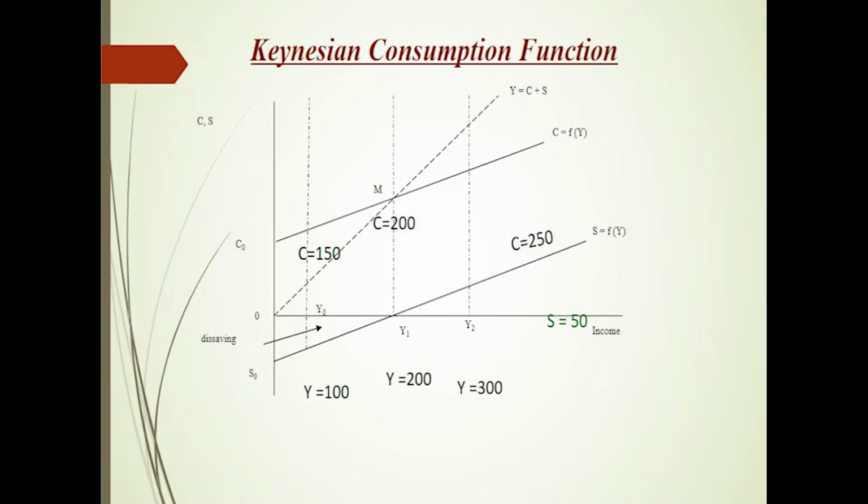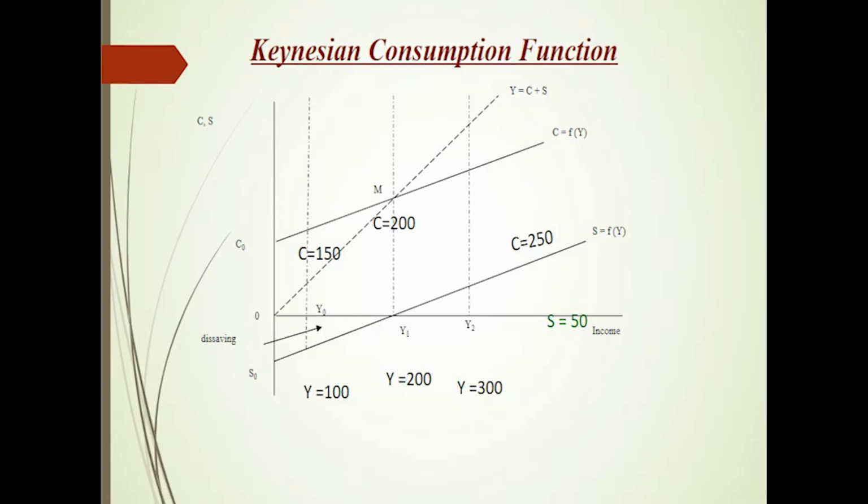When income increases from 0 to 100, the consumption is 150 rupees. So, what does it mean? Consumption is greater than the income. So, here dis-savings are there, because expenditure is more than the income.